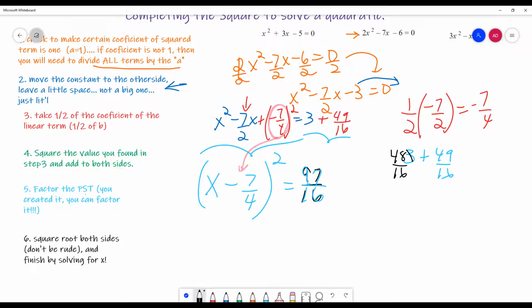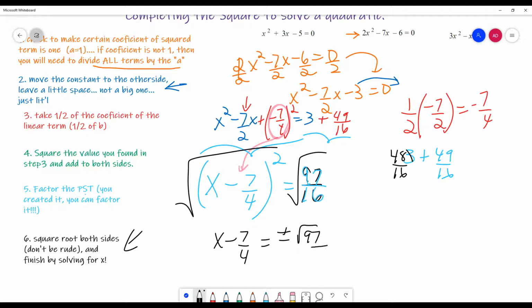All right, now, last step. Take the square root of both sides. Don't be rude. And what I mean by that is when you bring in a square root, you must also bring in a plus and a minus. Please, please, please take note of that. Fun fact, square root of 97 over 16 becomes the square root of 97 over 4. Because I can distribute the square root to the numerator as well as the denominator.